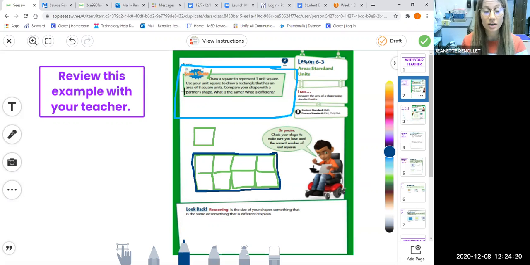It asked me to draw a square unit and then use my unit to make a rectangle with an area of 8 inside. So here's my square. I put 8 inside my rectangle. I want you to do the same. And then we're going to check this with a partner in a breakout room. Do just like I have done. I'll give you 1 minute to complete it. Then we will check with a partner in a breakout room.